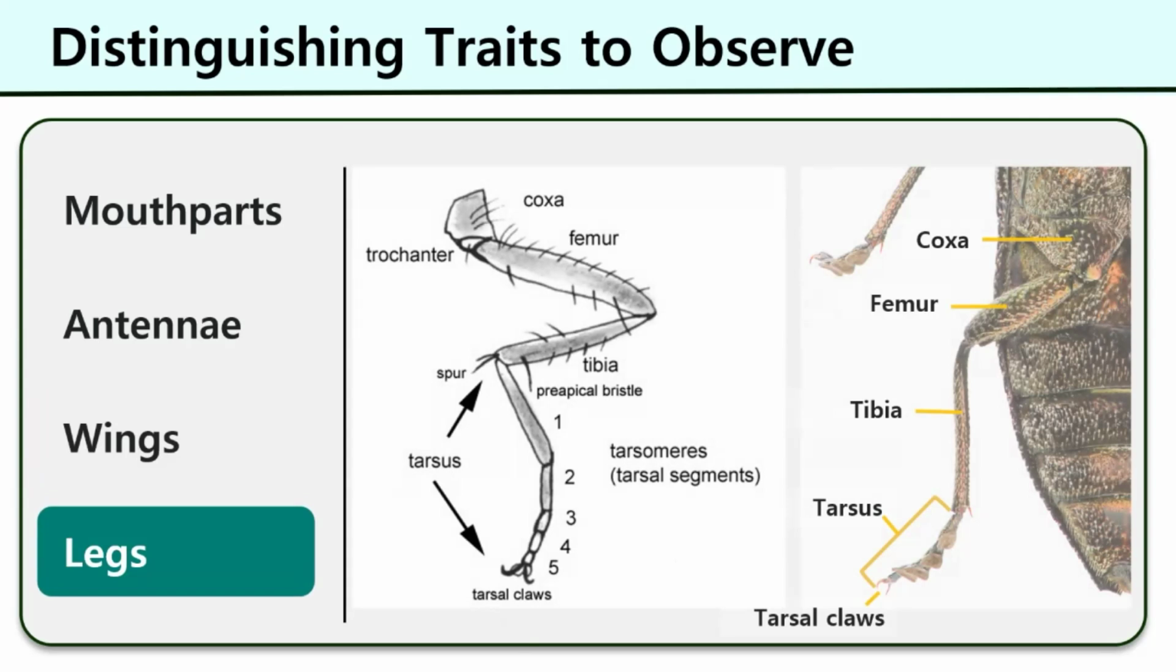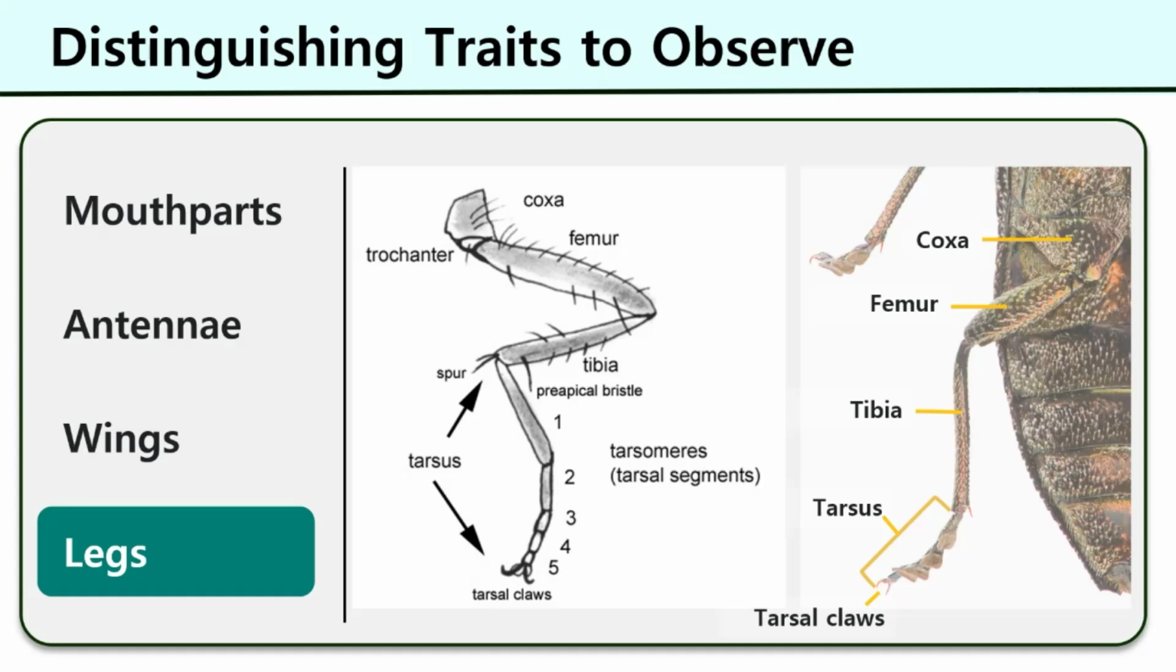And then our legs. So our legs can have different arrangements of different parts. The main parts that we'll see include the coxa, trochanter, femur, tibia, and then the tarsus. And so these are all, again, fancy terms. No one expects you to memorize these, but something to be aware of, that our leg is divided up into different sections.